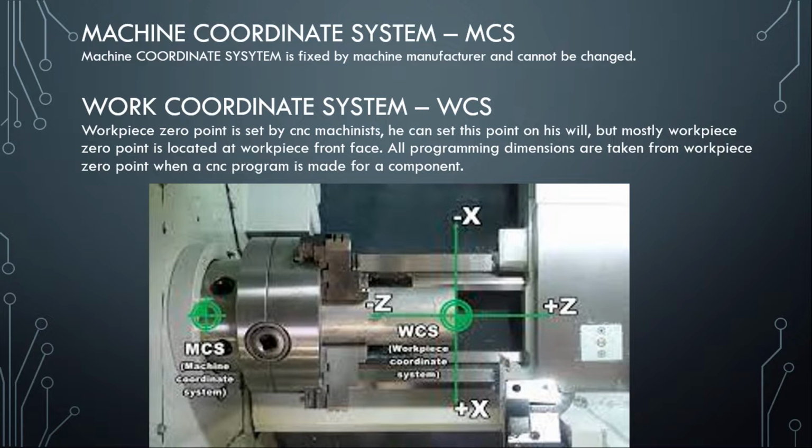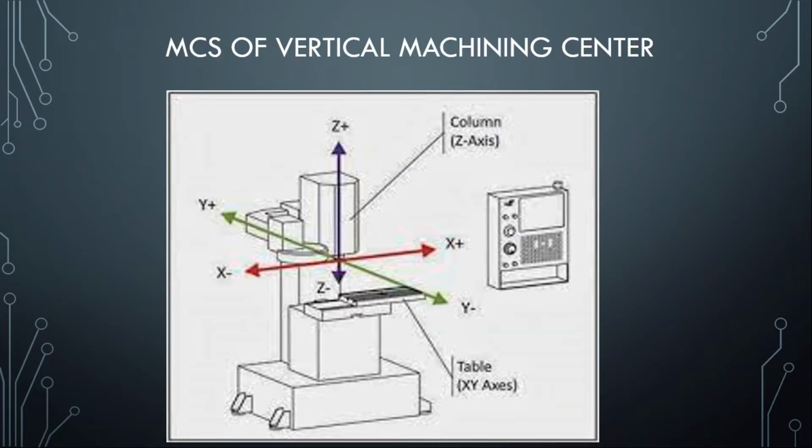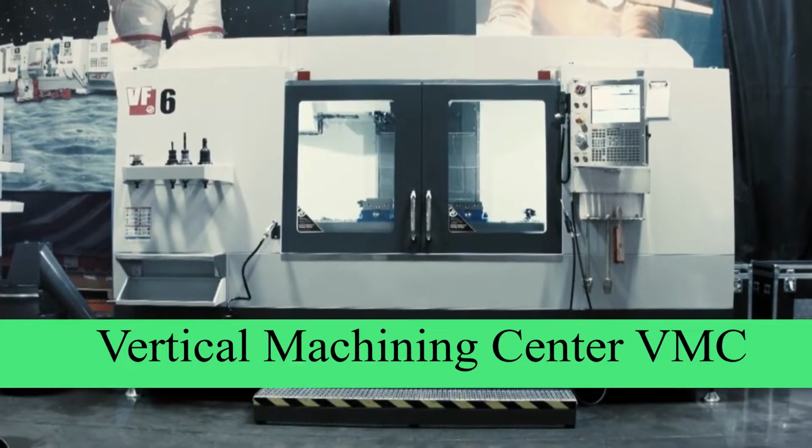Work coordinate system. It is set manually. All programming dimensions are taken from the WCS when a CNC program is made for a component. It is usually set at the workpiece front face. Similarly, there is an MCS for the vertical machining center also, as you can see in the figure.